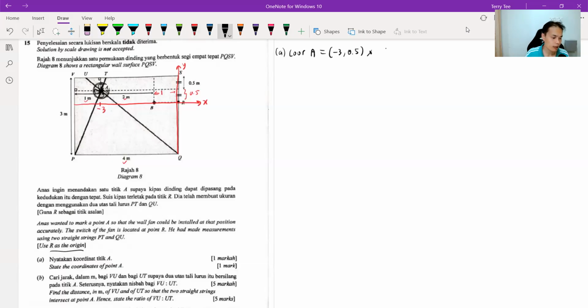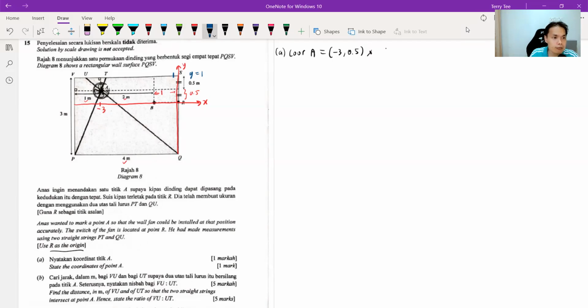Okay. Now, next, find the distance of VU and of UT so that the two straight strings intersect at point A. State the ratio of VU to UT. Okay, so here's the thing. We need to form the equation. By the way, at this line here, maybe I write the coordinate. The coordinate here is 1. U and T are both on the line y equals 1, a horizontal line.